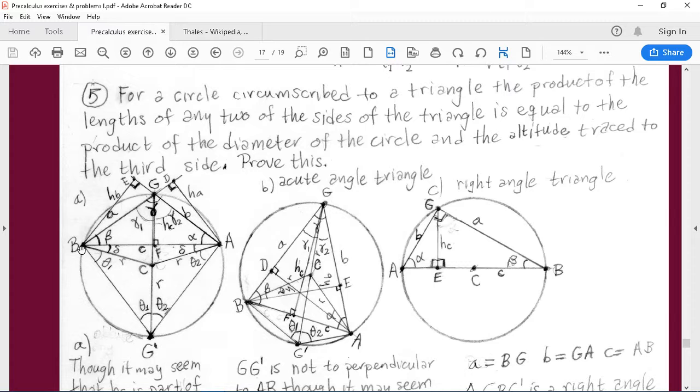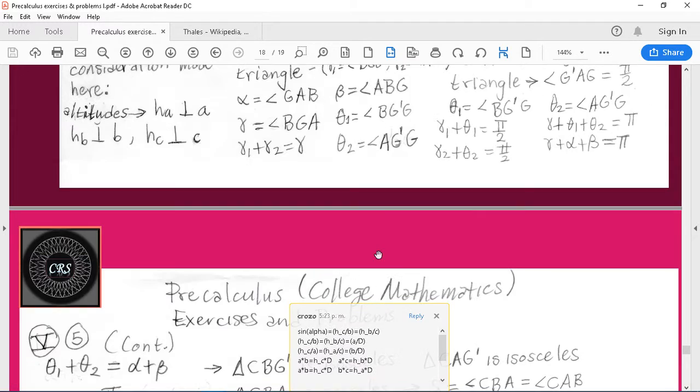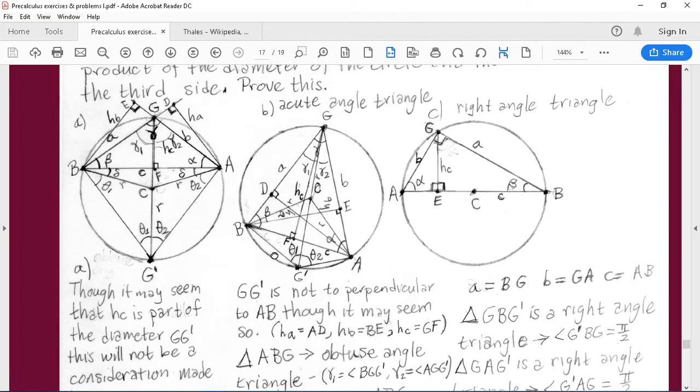Sine of beta equals HA over C for right angle triangle BDA, and is also equal to HC over A for right angle triangle BGF, which is, we have BGF here and we have BDA here. So those are the same, but the triangles are analogous.